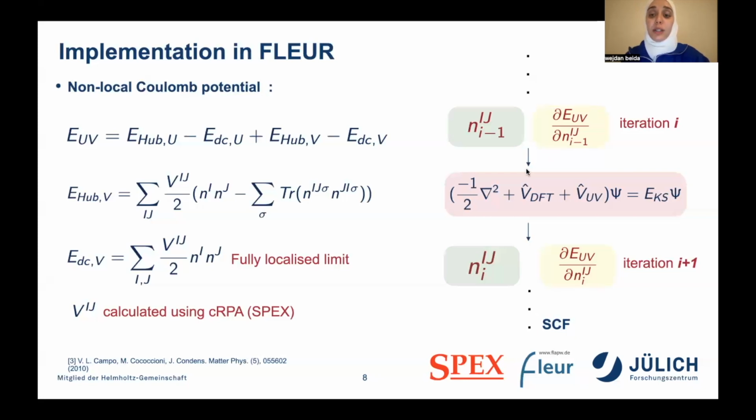And the system is then solved in a self-consistent cycle, solving this eigenvalue problem, recalculating the density, the inter-site occupation density, and also the potential, repeating this process until convergence is achieved.